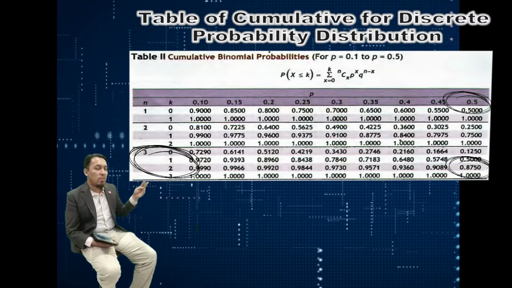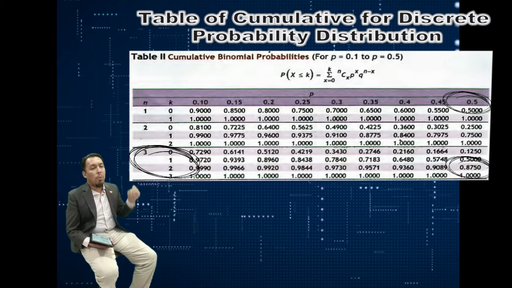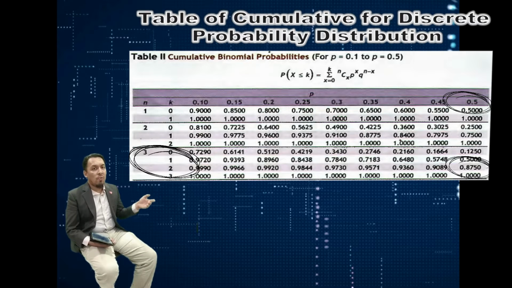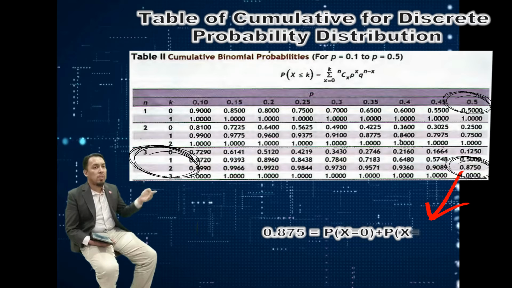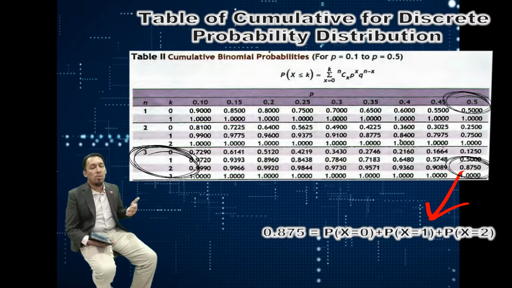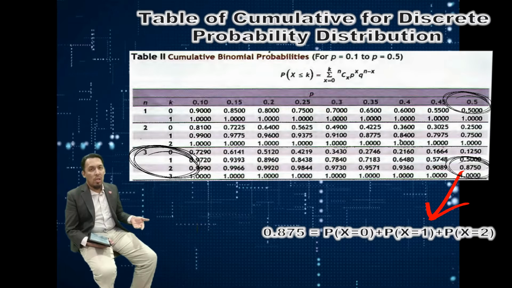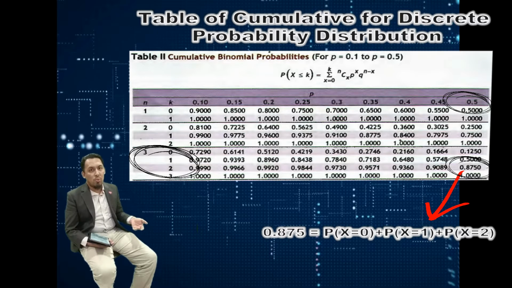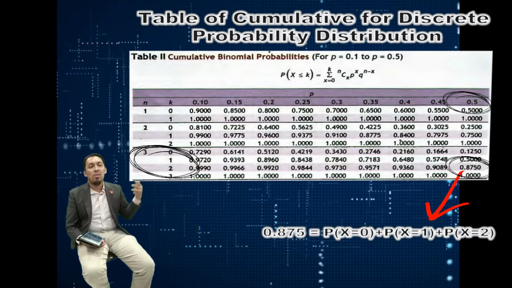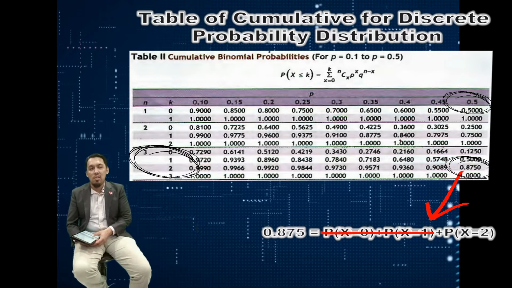So 0.875 there is not actually the probability for k equals 2. It is actually the probability of k equals 0 plus 1 plus 2 accumulated. That is what it means. So if you want to obtain the probability of 2 only, x equal to 2, or for this table they put k equal to 2, you'll need to subtract the probability of 0 and 1. We are going to discuss that after this. This is just the idea.